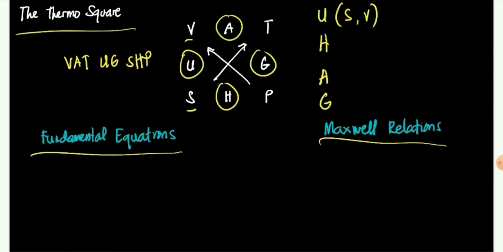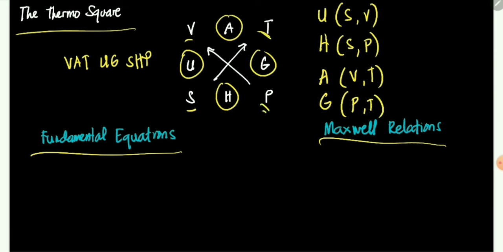Okay? So, yung H naman ay function of S and P. Yung A, since katabi niya ay V and T, A is a function of the volume and the temperature. And yung G naman ay function ng pressure and temperature. Okay? So, katabi niya yung T and P. So, hindi natin kailangan ng total derivatives. Kailangan natin yung fundamental equations. So, paano natin magagawa yun?